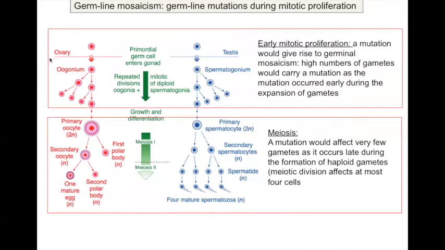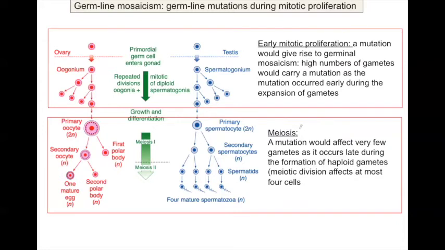Here is the ovary. There is the primordial germ cell that we see here, and in the testes as well. So there are repeated divisions, mitotic, and early mitotic proliferation. If a mutation occurs in one of these cells during early mitotic proliferation, then that mutation will spread through anywhere up to 50% of all eggs or sperm in that parent.